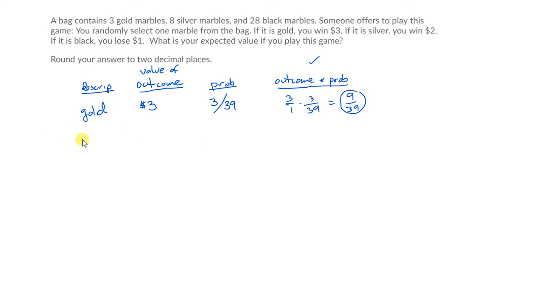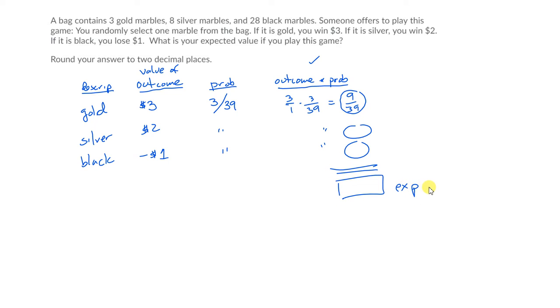Okay, now what if you get a silver marble? What if you get a black marble? Okay, you should be able to fill these in. Don't forget, for the black marble, you're going to lose, so that's negative $1, right? Okay, silver, you're going to gain $2, etc. So you should be able to fill in these remaining values, and then you take these numbers right here that you get and add them up, and that's going to be your expected value. Okay, just like before.